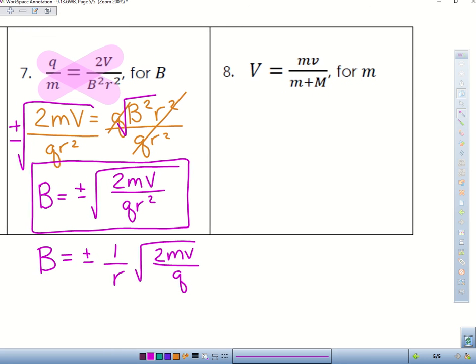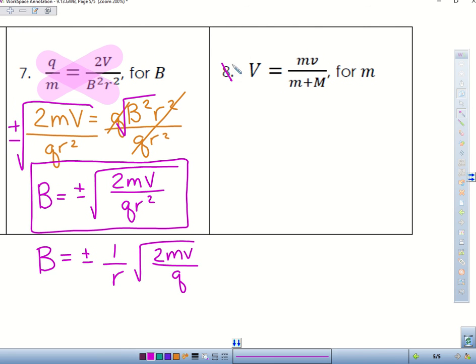Alright, we're actually intentionally going to skip 8. 8 is fine, but I think it's just hard when I use this tablet to differentiate capital M and lowercase m and V and capital V, so I don't want anyone to get confused when I try to do it on here. So the homework, I believe, is number 8 and number 9.